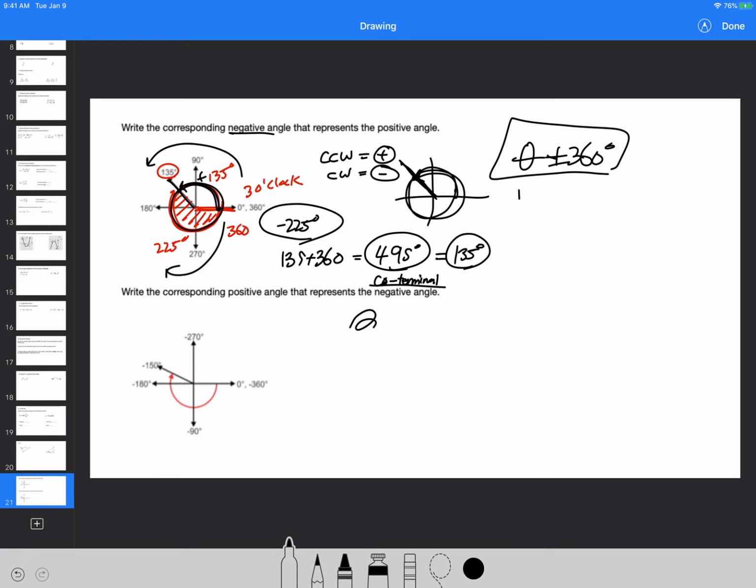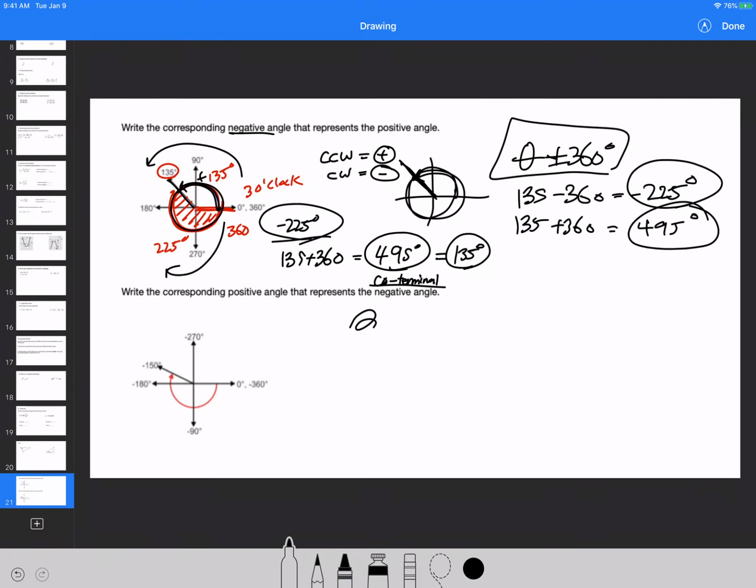So for example, the angle is 135. You subtract 360, what do you get? Negative 225 degrees, which is one of my angles. When you do 135 plus 360, it gives you 495. That's another coterminal angle to the same angle 135.